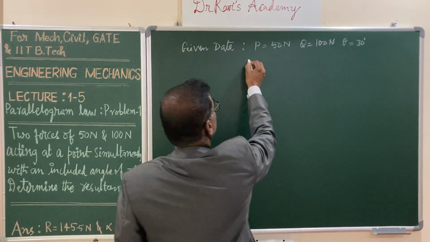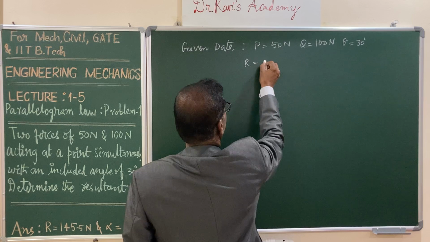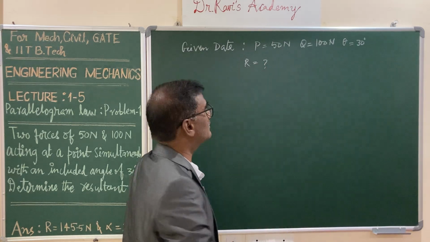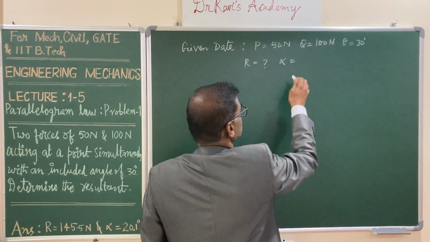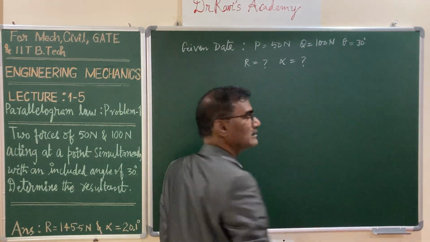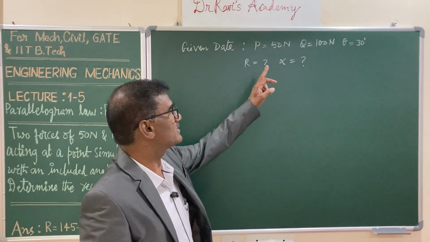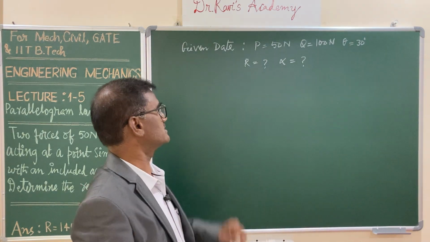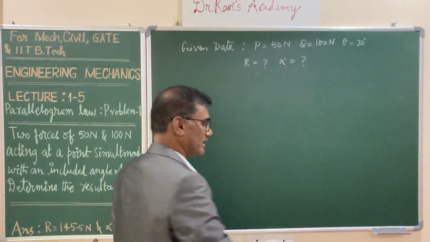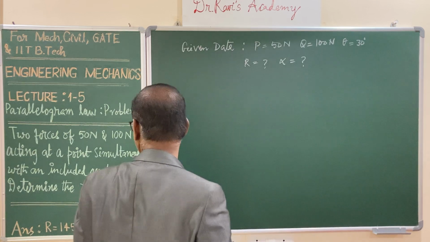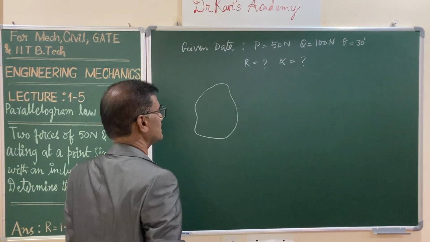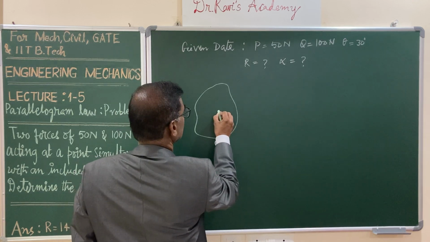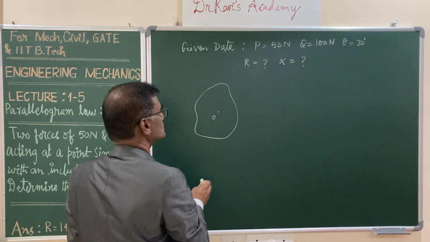Resultant means it is not only the R value. You have to calculate the R value as well as the inclination of R, that is, the resultant. So he is asking for the resultant magnitude as well as the direction of the resultant. Both you have to determine. So let us represent it schematically. These two forces are acting on a rigid body. Let us consider a rigid body and at point O, these two forces are acting.